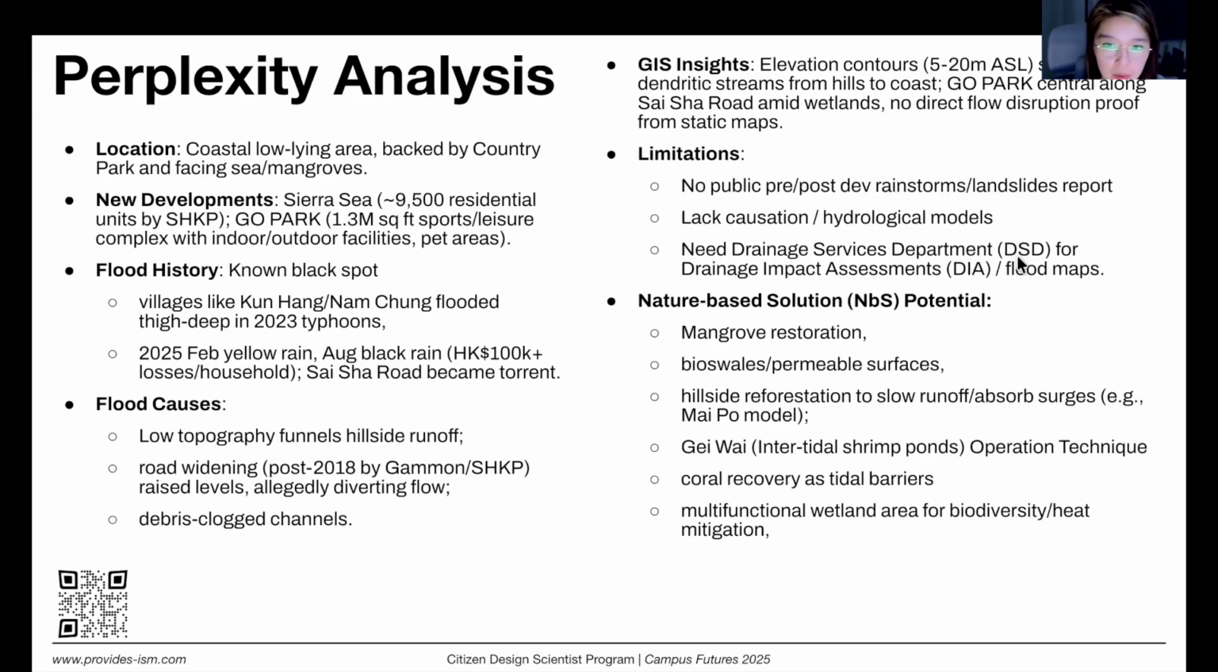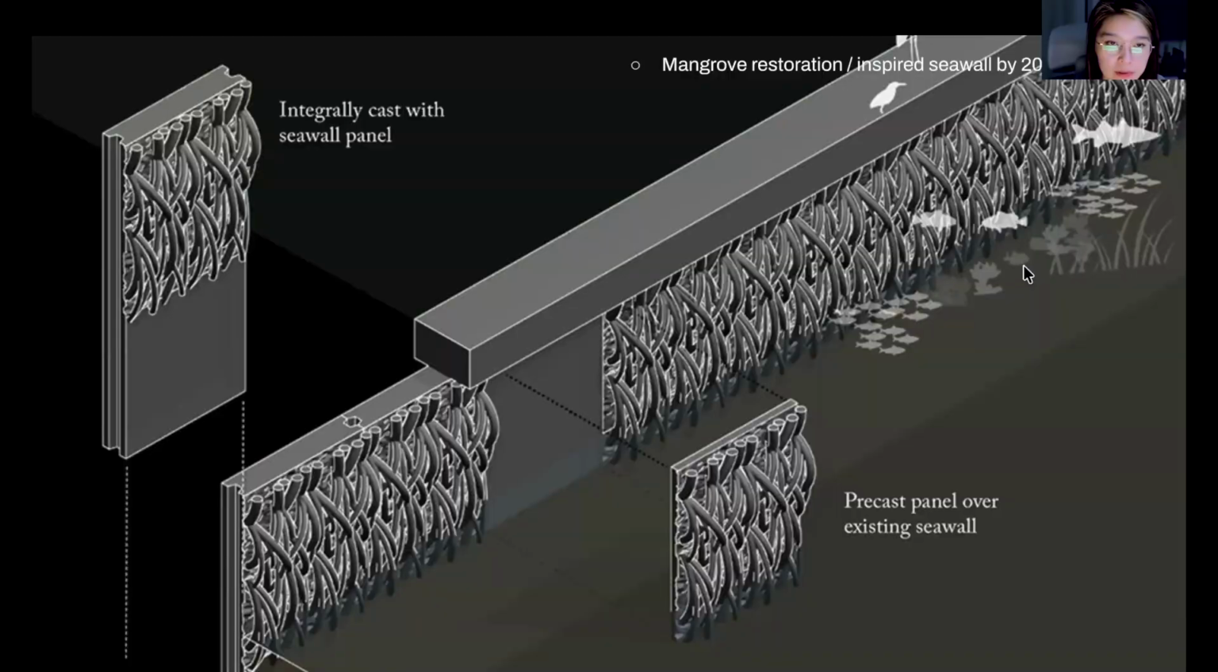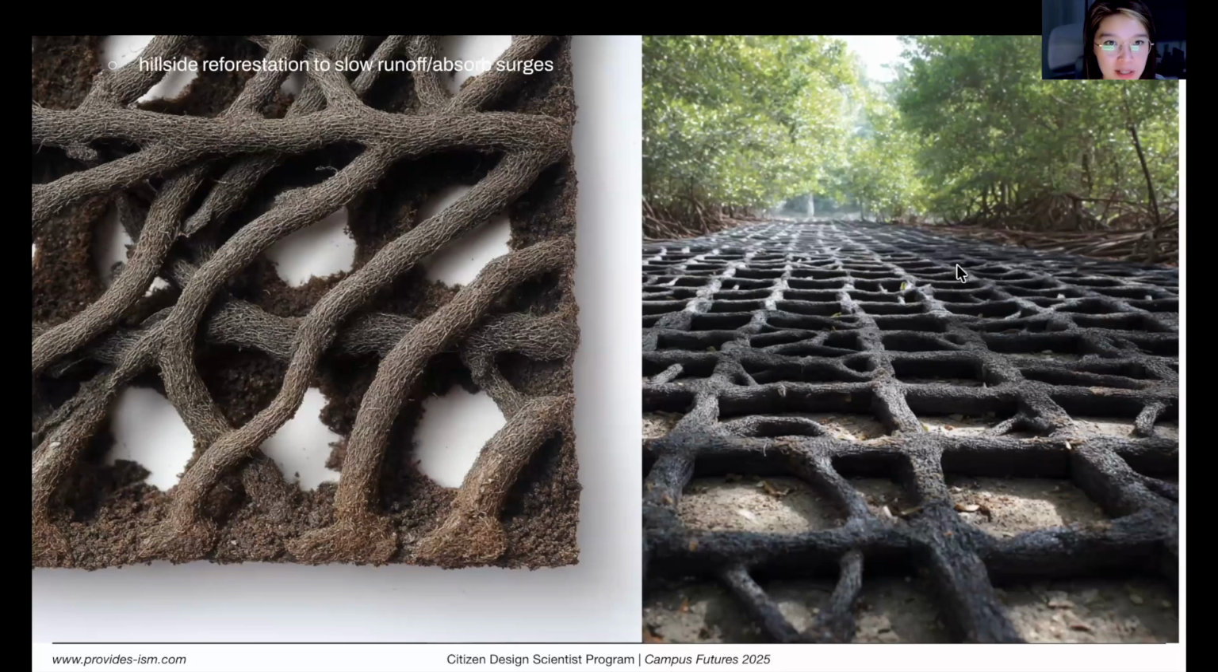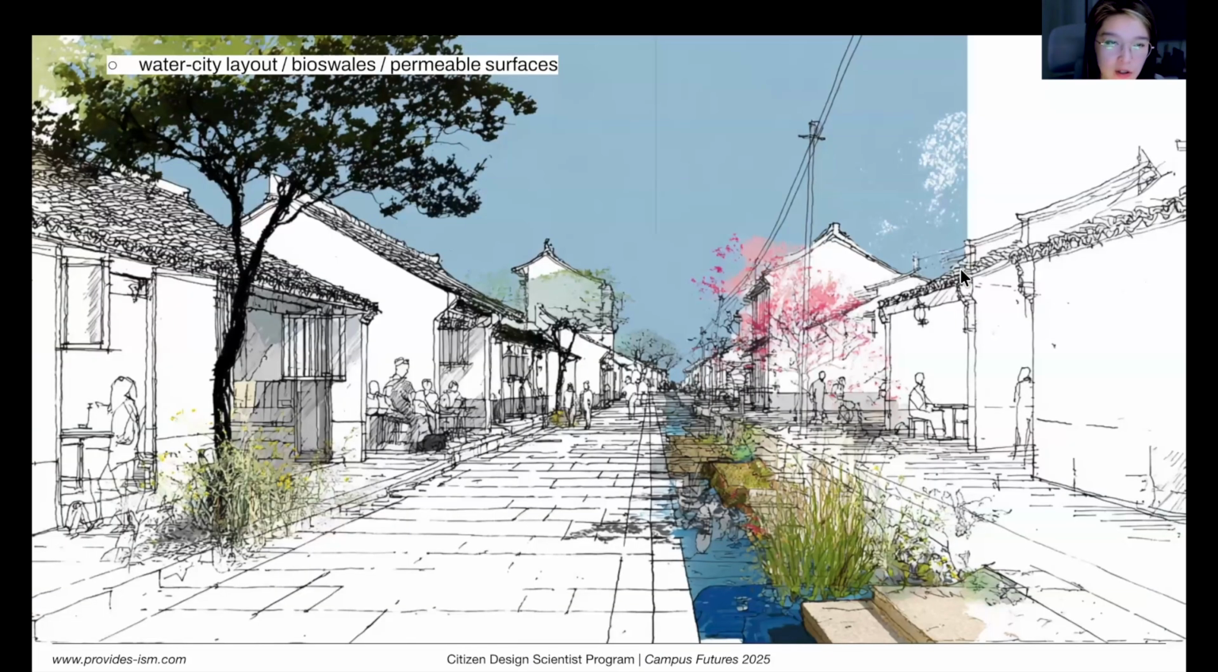And so I'll quickly show some nature-based solution potentials. For instance, we can learn from mangrove in order to do seawall. Better yet, we can restore mangroves so they can do what they do. We can do hillside reforestation to slow the runoff so we retain the soil and do not erode the soil. And we can think about how we can do that in this river and sea intersection. Traditional Chinese villages have a lot of water city layouts that are really good at absorbing water and letting it go seasonally.